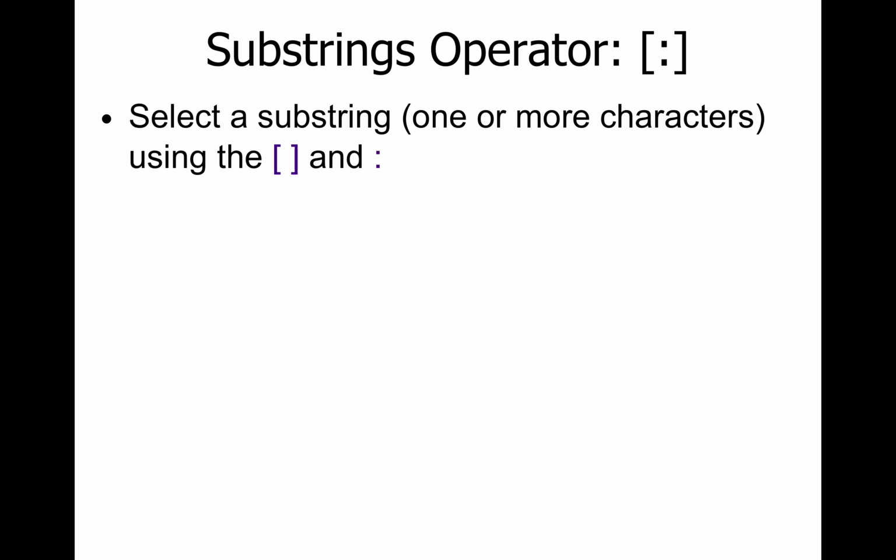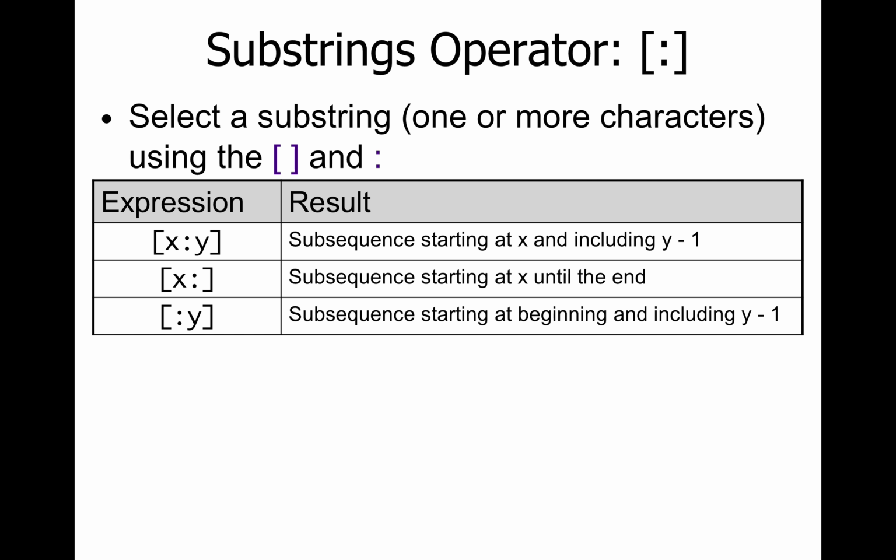Not all of the string, but part of the string. We can do that with the colon in between our square braces, and that allows us to select a substring of one or more characters. So for example, x:y gives us a subsequence starting at x and going up through but not including y. So it includes y minus 1.